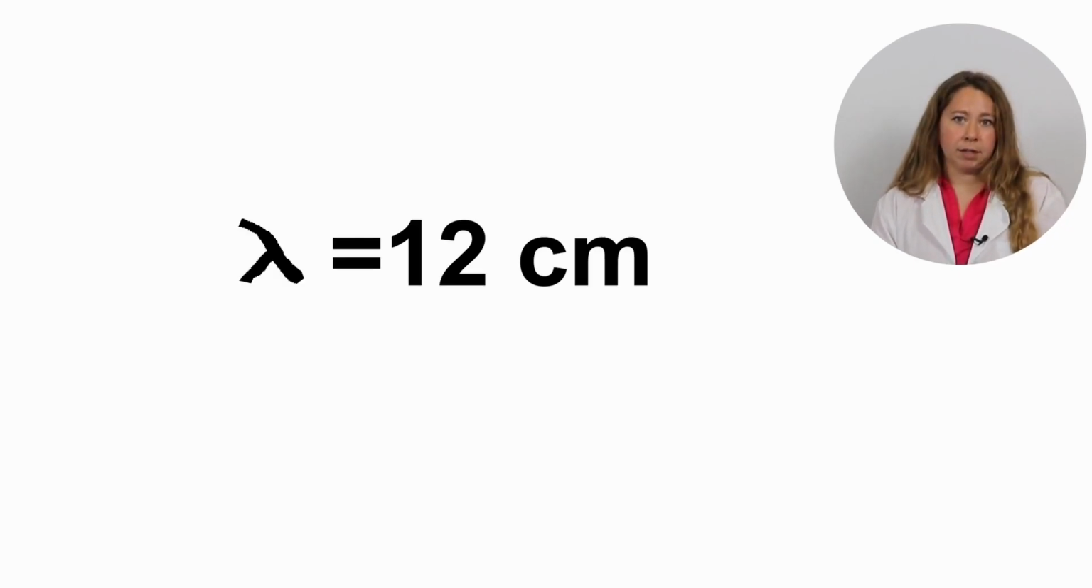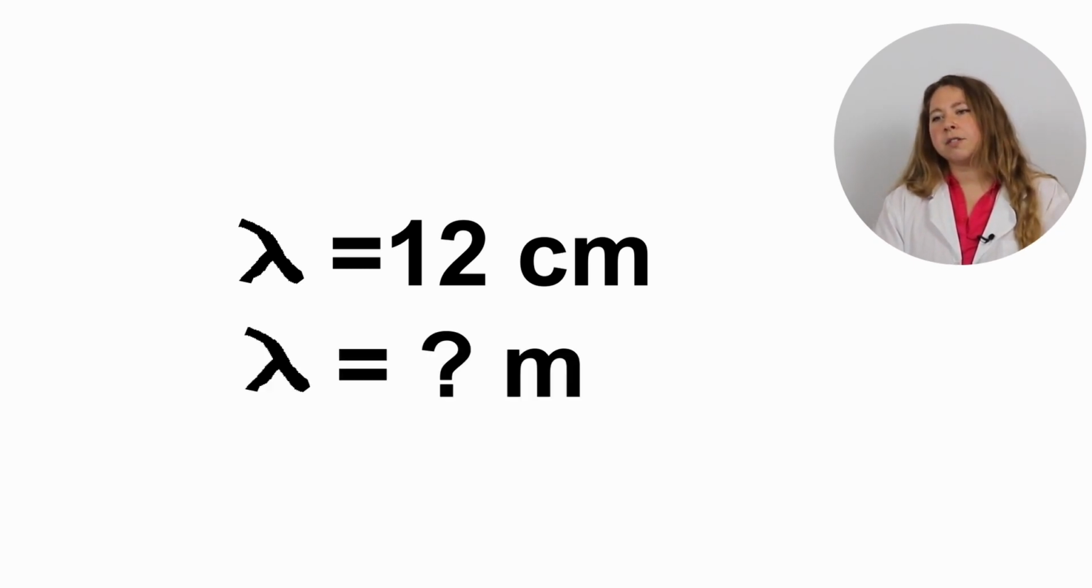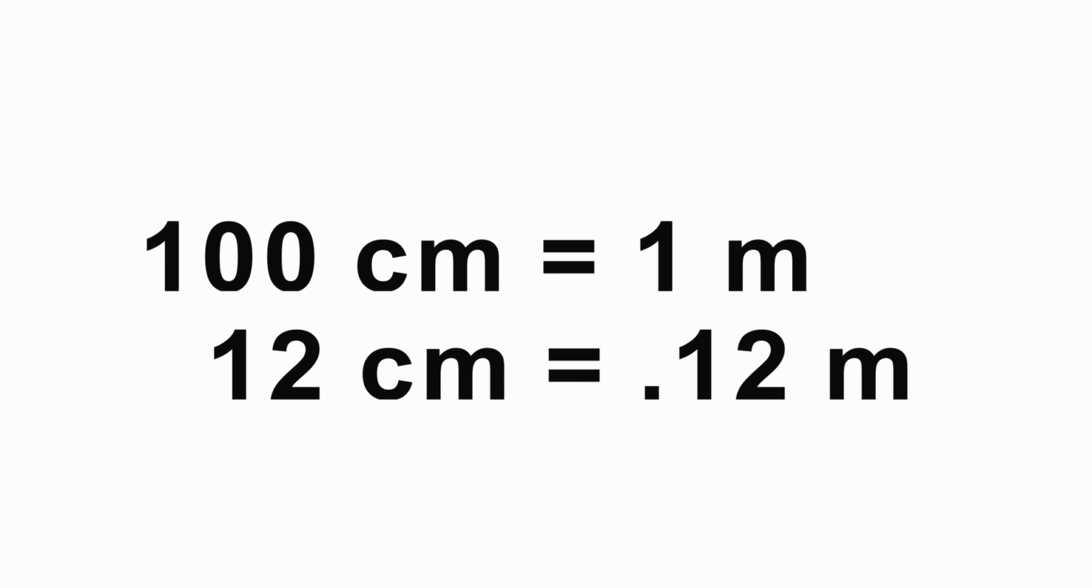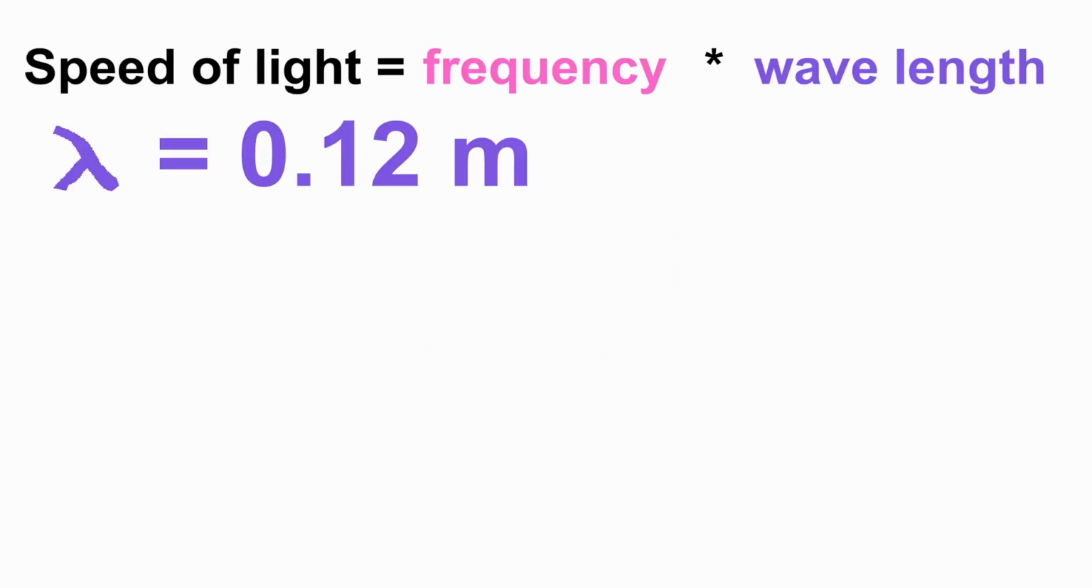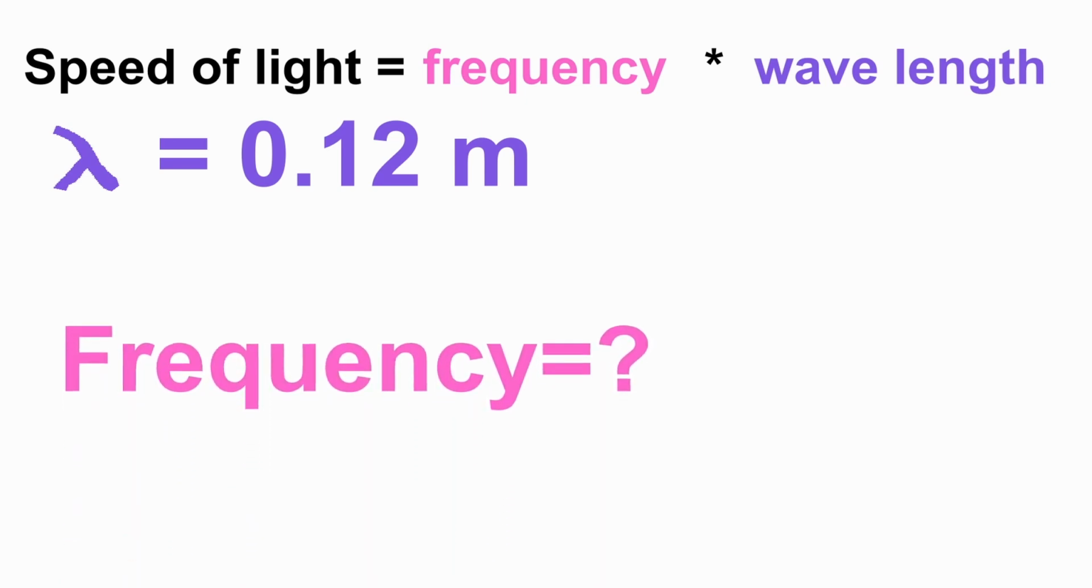We also need to do something that's a little bit tricky. We need to take these 12 centimeters, the wavelength being 12 centimeters, and change it into meters. It's pretty easy. We know that there are 100 centimeters in 1 meter, making the 12 centimeters equal to 0.12 meters. Okay, so the next thing would be to calculate frequency?